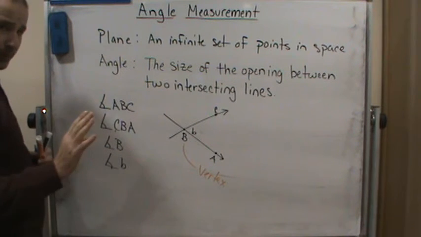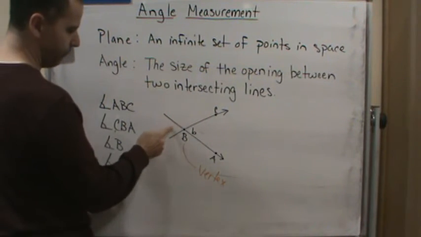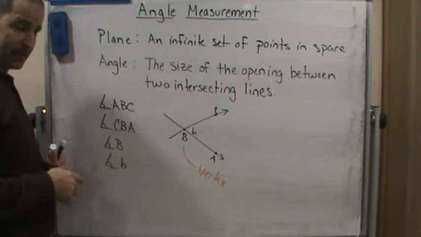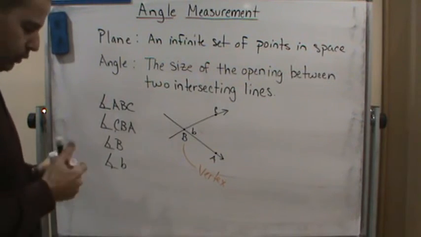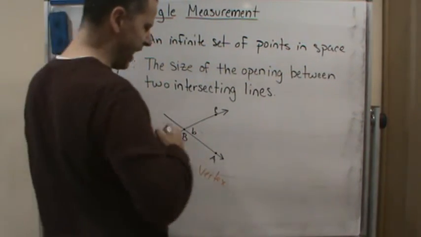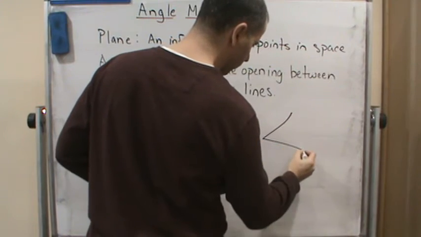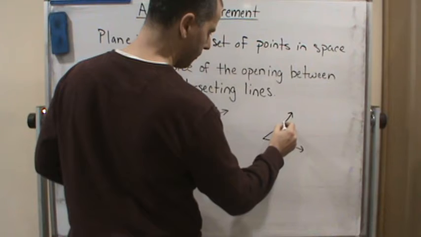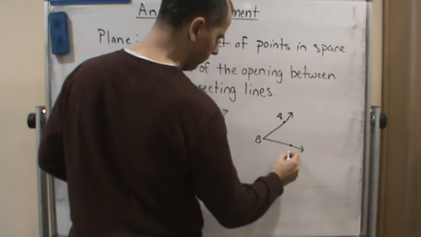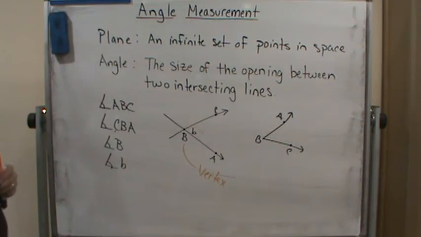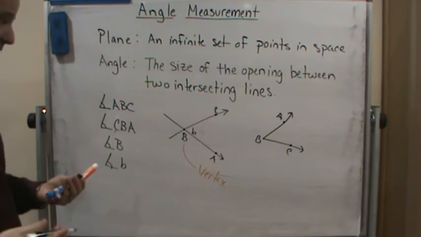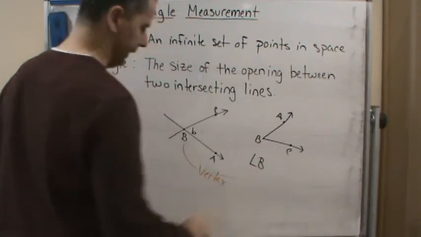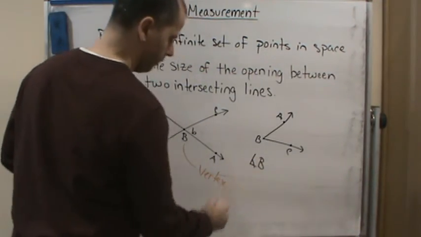But in this case, that would be ambiguous because we've got four different angles. If we just said angle B, it would be ambiguous. But if we just had one angle, right? Let's say we had an angle like that. Since it's only one angle, it's obvious that there's only one angle. We could say this is angle B, okay?